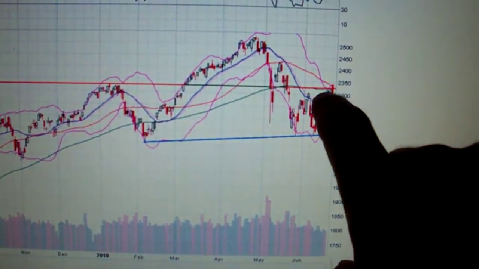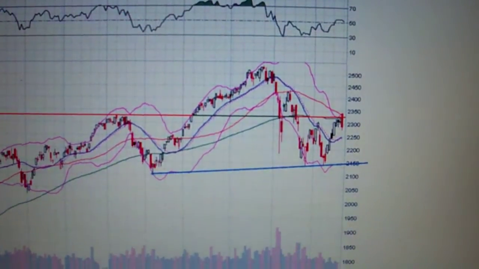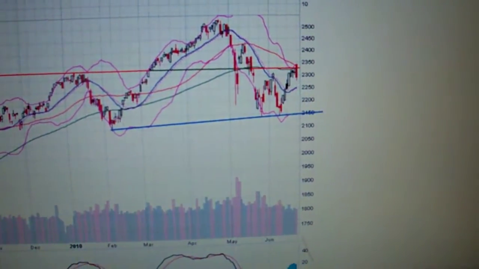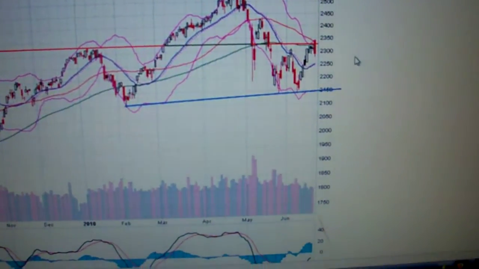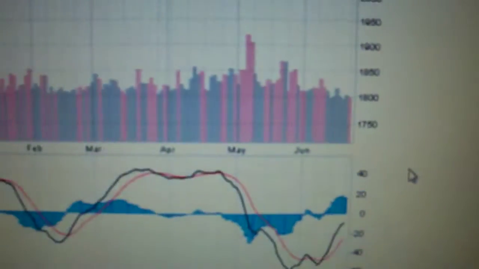here proved to be resistance, and it was actually the 45-day and the 100-day also in that area. It actually traded above it, and then the NASDAQ sold off pretty hard. It was actually down a lot more than the S&P. And as you see here, we have the same thing.